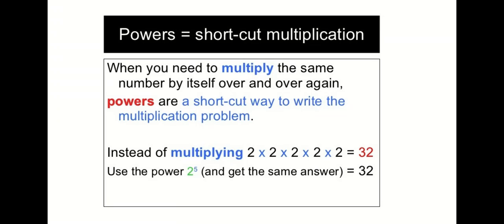Powers is a shortcut for multiplication. So when you need to multiply the same number by itself over and over again, powers are a shortcut way to write the multiplication problem. Instead of multiplying 2 times 2 times 2 times 2 times 2, which equals 32, we use the power 2 to the 5th power and get the same answer, which is 32. So it's a different type of notation, but we're multiplying.